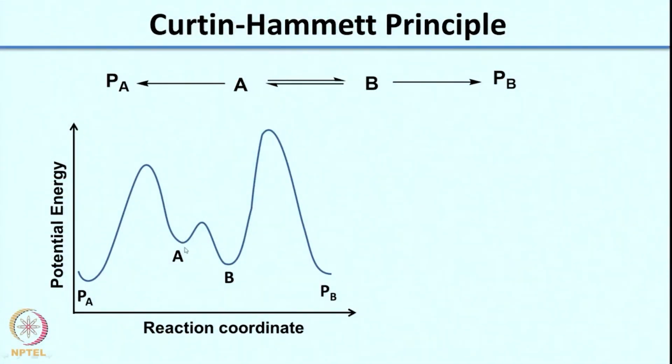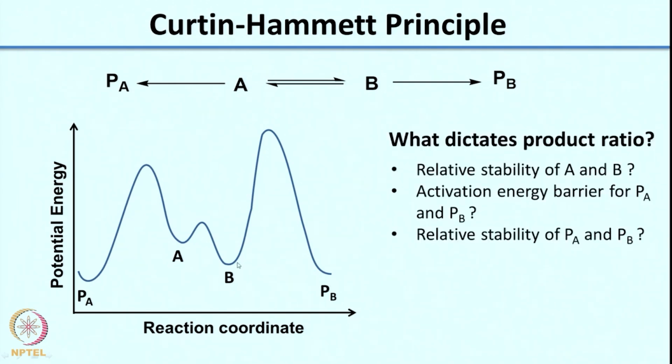So, what we had drawn in the previous slide is essentially what this potential energy diagram looks like. You have A and B. B is the more stable conformer, but it also has a higher activation energy going to Pb, whereas A, which is the higher energy conformer, so minor conformer, has the lower activation energy to form Pa. So, then the question that would come up is what dictates the major product? Is it the relative stability of A and B? Is it the activation energy barrier for Pa and Pb, or is it the relative stability of Pa and Pb?